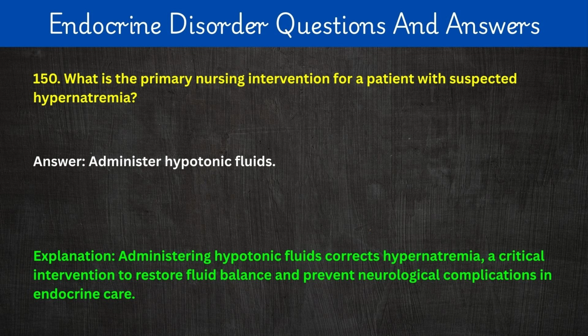150. What is the primary nursing intervention for a patient with suspected hypernatremia? Answer: administer hypotonic fluids. Explanation: administering hypotonic fluids corrects hypernatremia, a critical intervention to restore fluid balance and prevent neurological complications in endocrine care.